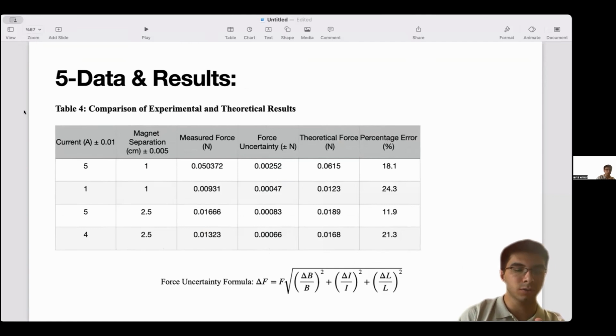Here, I want to get the error percentage for different values of current and separation, and I calculate the force uncertainty and the percentage. I get at least 18.1% error for 1 centimeter separation and at most 24.3 percent, again for 1 centimeter separation. And here are the other ones, the 2.5 centimeter separations, least and most percentage errors. And let me change.